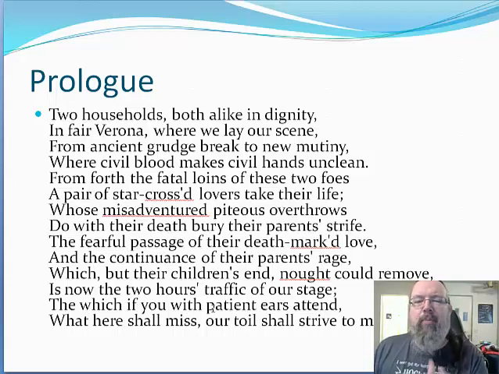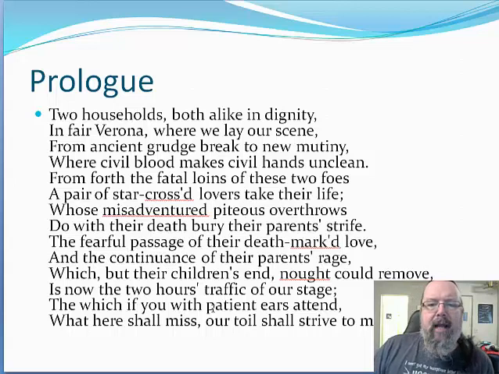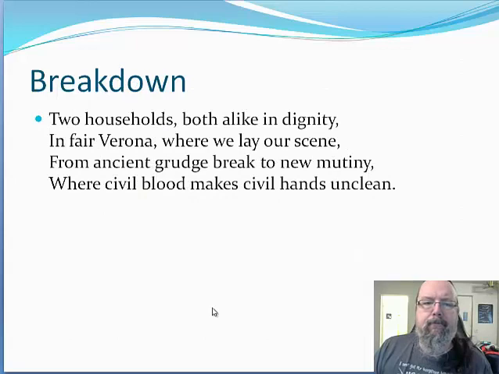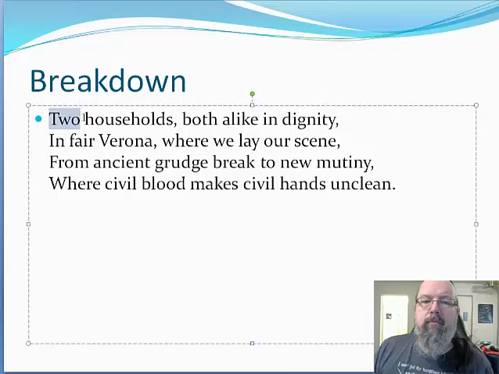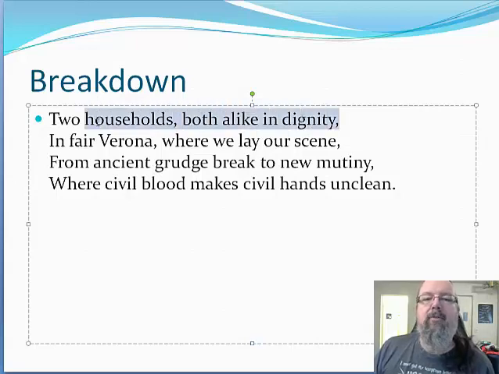This is the entire play of Romeo and Juliet right here, distilled down into 14 lines. Let's look at the first quatrain. Two households, both alike in dignity. Let's just look at this real quick. If you look at the syllabic structure, "two" is unstressed, "house" is stressed. That is 1 iamb. "Holds" is unstressed, and "both" is stressed. So now we have 2 iambs. "Alike, in dignity." So we have 10 syllables on this line.